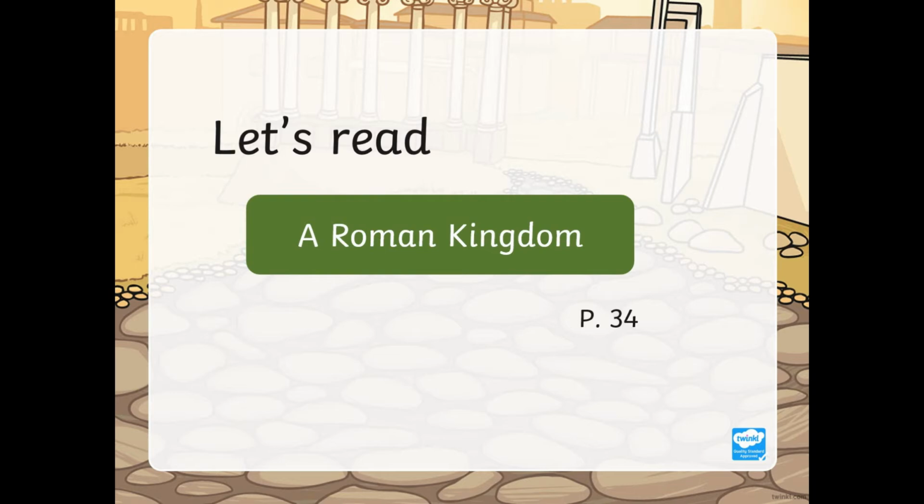A Roman kingdom. To begin with, the Romans were ruled by kings from the Etruscan tribe, who lived in lands nearby. In 509 BCE, or Before Common Era, the Romans rebelled against these kings. Rome became a republic. Instead of having one ruler, the people started to elect their leaders.